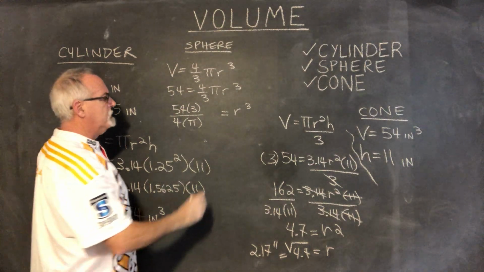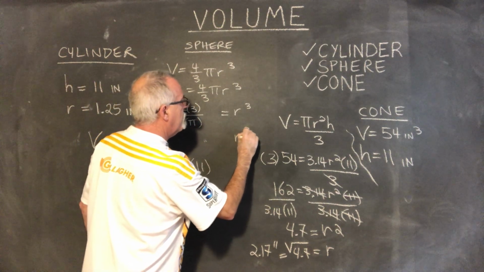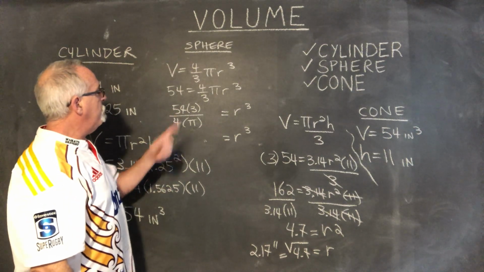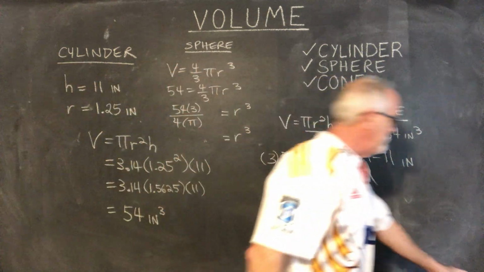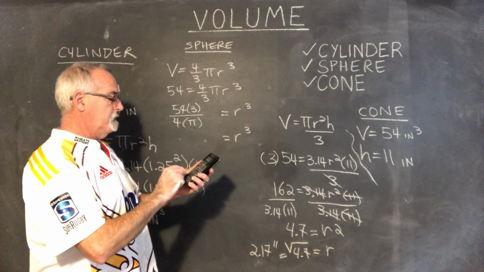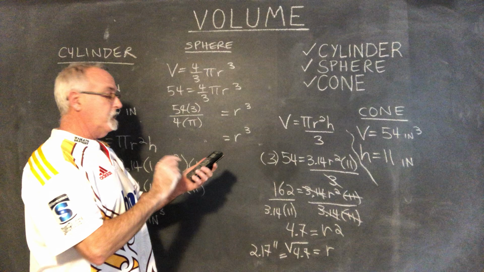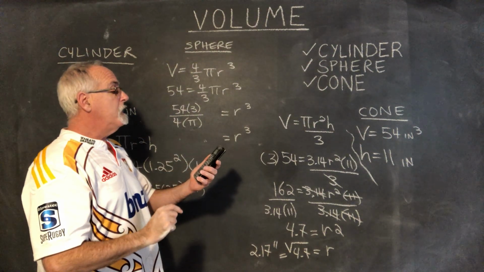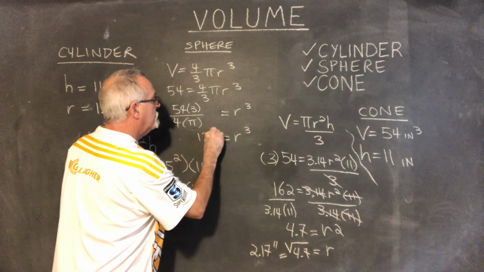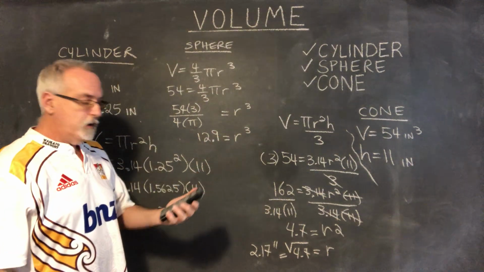I apologize if this is looking cluttered, and I am going to run out of room. I'm really good at running out of room when I do calculations. 54 times 3 divided by 4 divided by pi. I'm putting the 3.14 for the pi. 12.89, I'll call it 12.9. So my r cubed is 12.9.